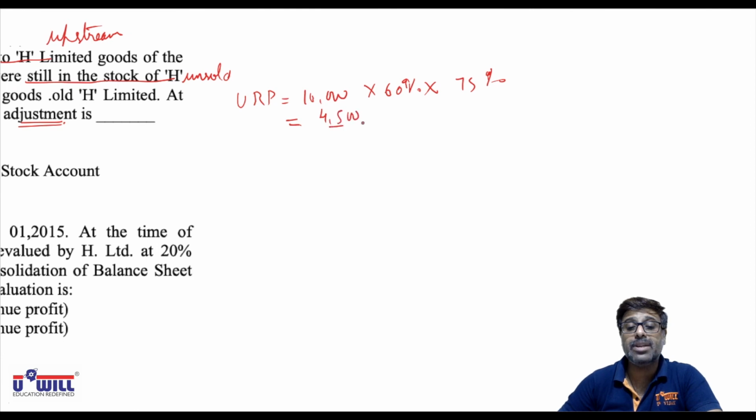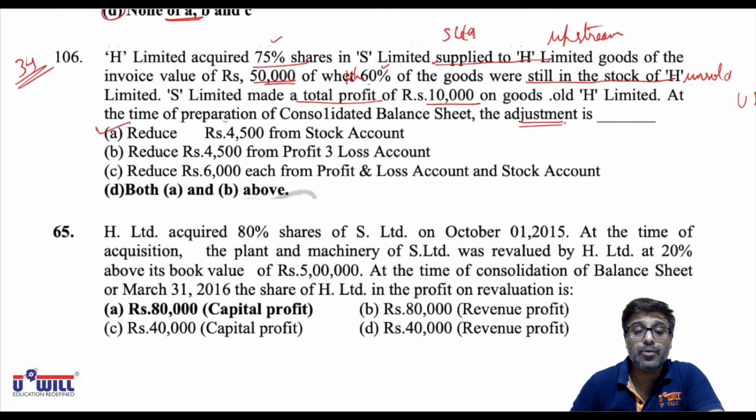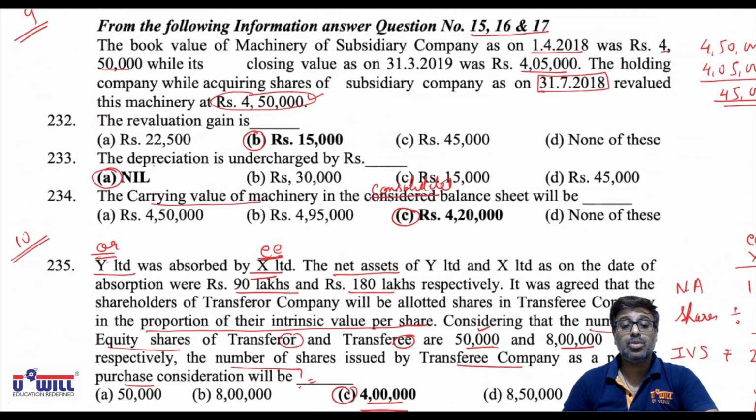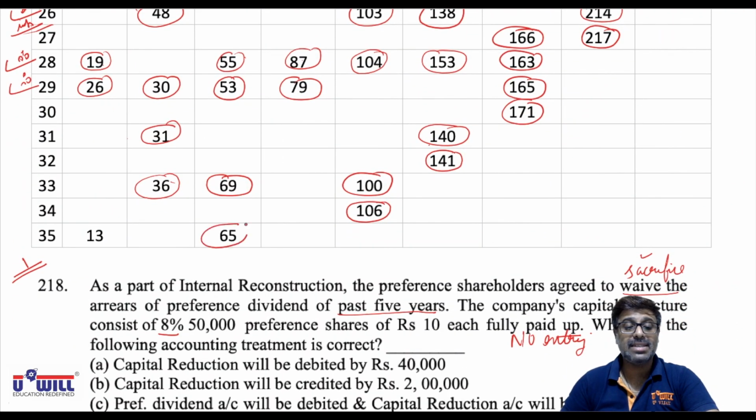So what adjustment is to be done? 4,500 we have to minus from P&L account and minus from stock. Reducing 4,500 from stock is correct. Reducing 4,500 from P&L account is correct. So option D is the correct answer, both A and B above. Similar to this question 34, there is no other question. So last we try 65, and then 13 you'll try on your own.